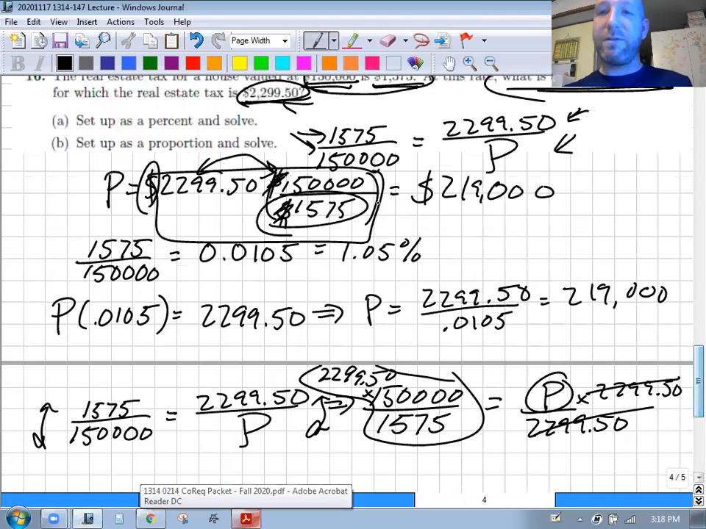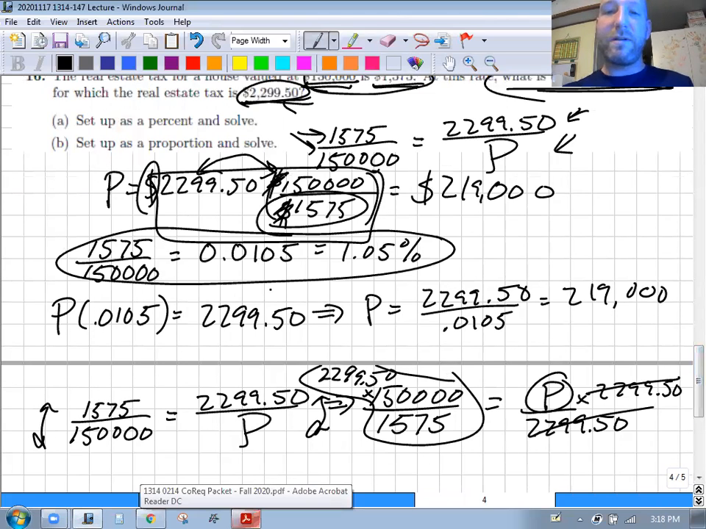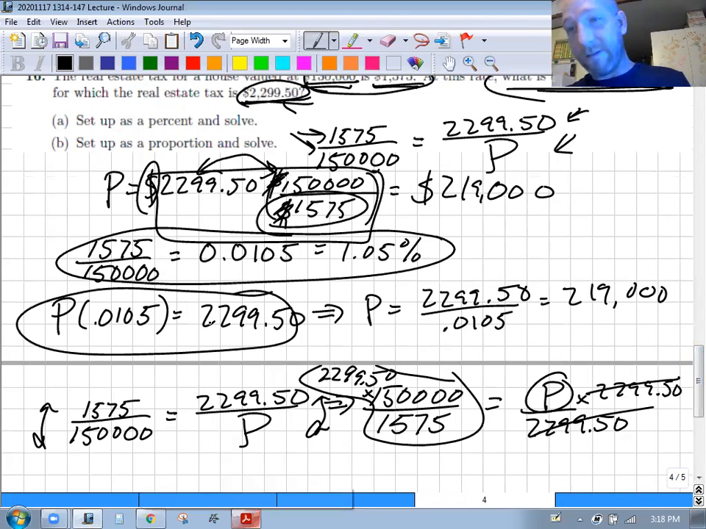So again, the other way was finding the percentage first, and then setting it up to find the price.